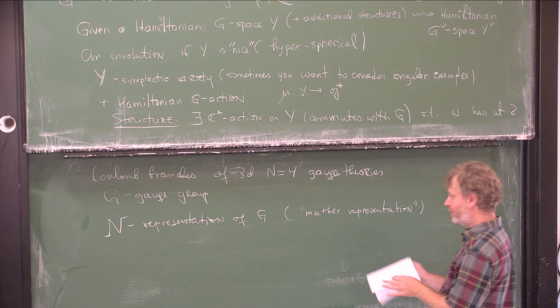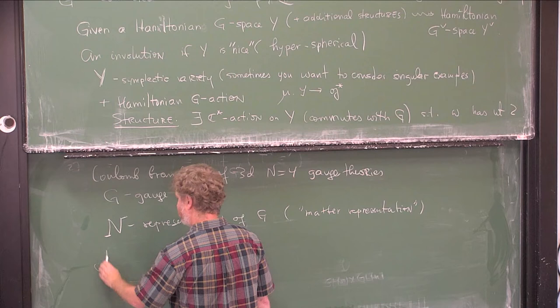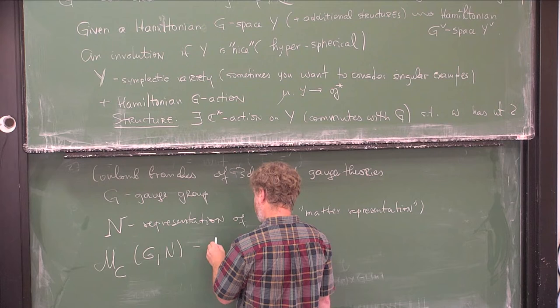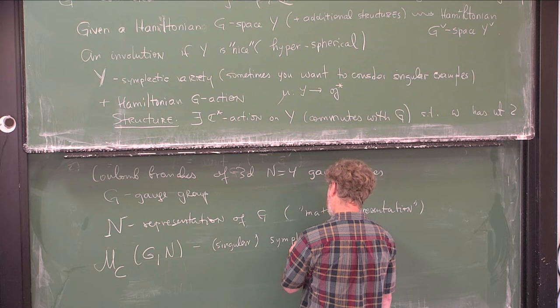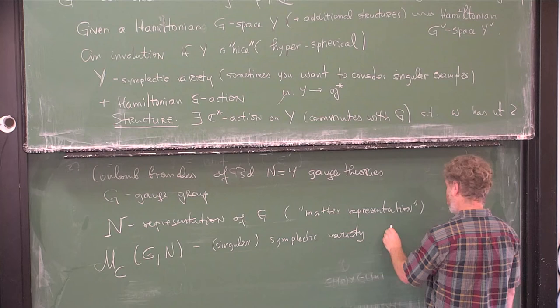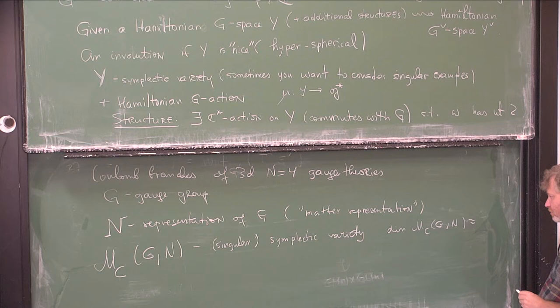And the Higgs branch is actually easy to define, so I won't do it. And the Coulomb branch of the moduli space of vacua is denoted by M_C. This is just a singular symplectic variety with no action of any group. It has a lot of properties and a lot of examples. Its dimension is always twice the rank of G.